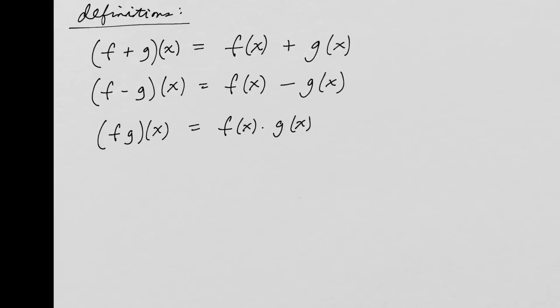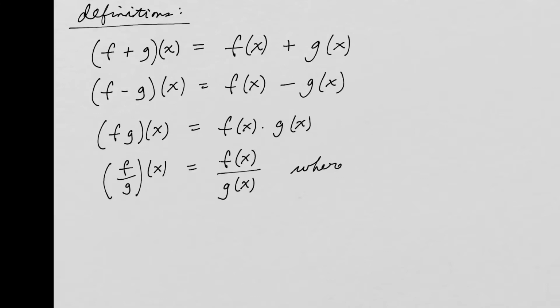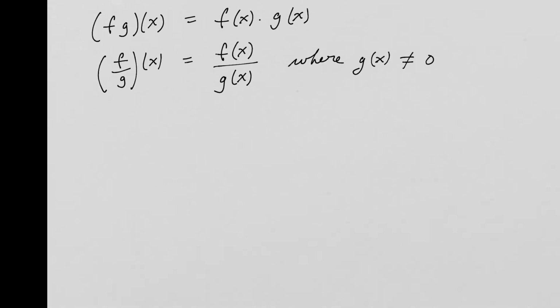And then finally, if I want to divide, so f divided by g of x, that's simply going to be f of x divided by g of x. The only thing you have to be a little careful about here is, remember, we can't divide by 0. So this is only true where g of x is not equal to 0. Okay, so let me give you a couple functions. Let's actually do this and see how this works out.